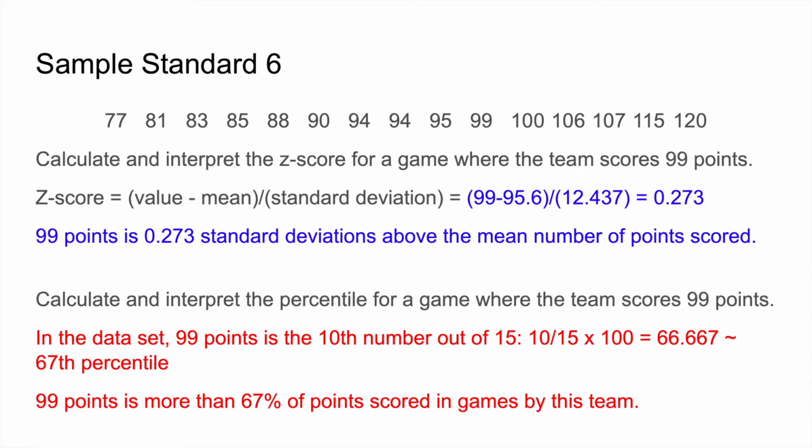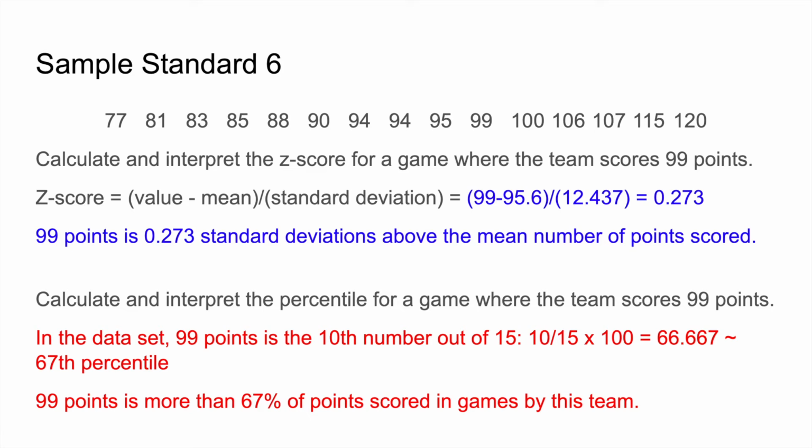Okay, so the z-score is the value that you are observing minus the mean, divided by the standard deviation. So we do need to calculate the mean and standard deviation for this data set. You can put the data in L1 in your calculator and have it give you the mean and standard deviation. The mean is x bar, the standard deviation is s sub x. So we end up with a mean of 95.6 and a standard deviation of 12.437.